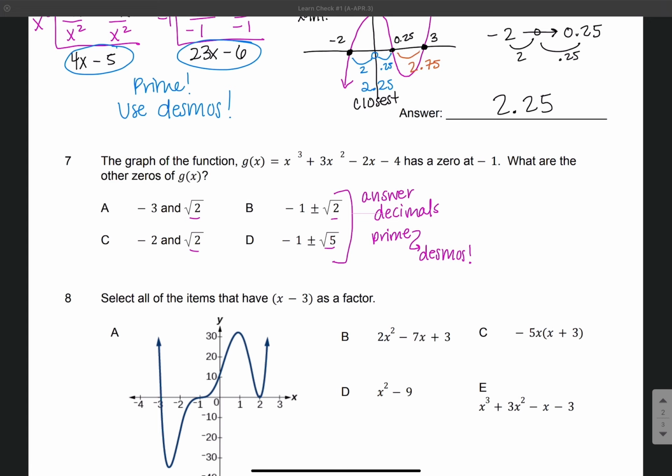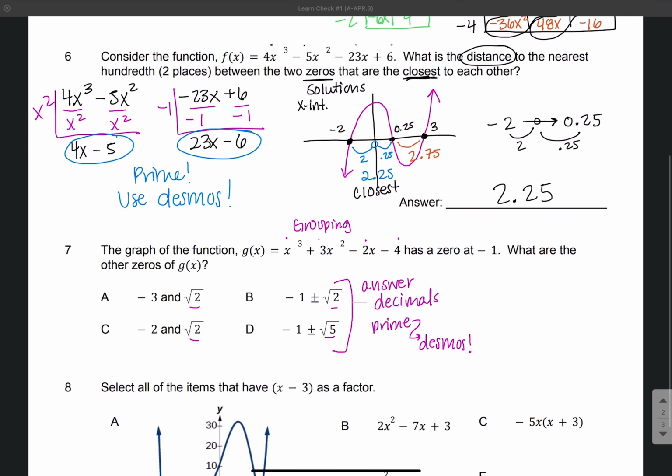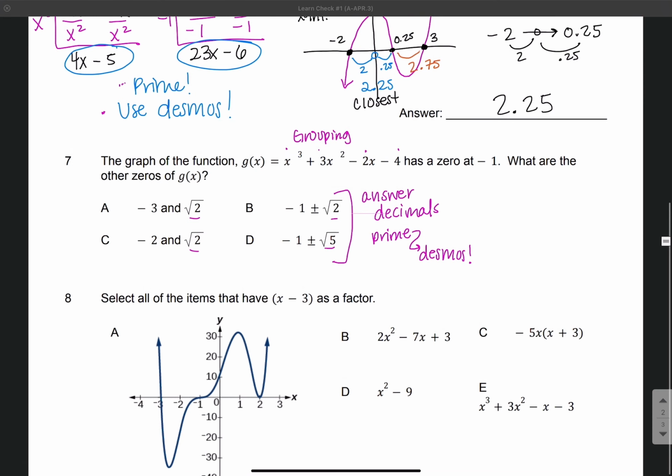If you had started to factor this, you would have been factoring by grouping. But again, just like in the previous problem, it would have ended up being prime and you would have ended up using Desmos. Now, it gave us one of the zeros, aka solutions, but we need to figure out the other ones. So again, you would have gone into Desmos. I think most of us did a good job using Desmos. I think the issue was that we rounded way too much, which caused our answers to be off. So we had this graph. It kind of looked like this.